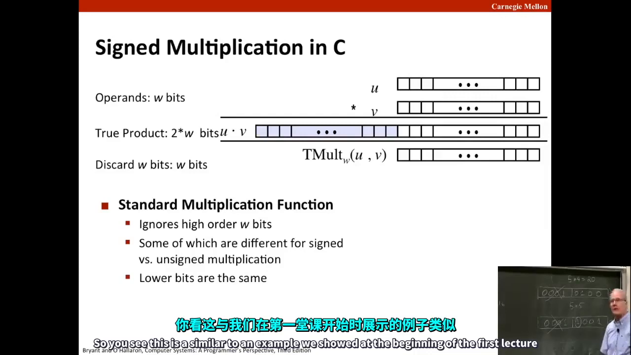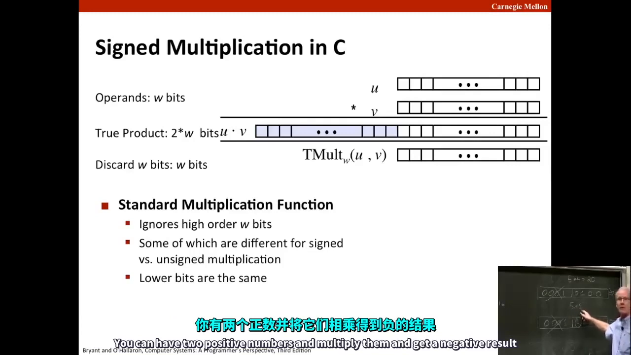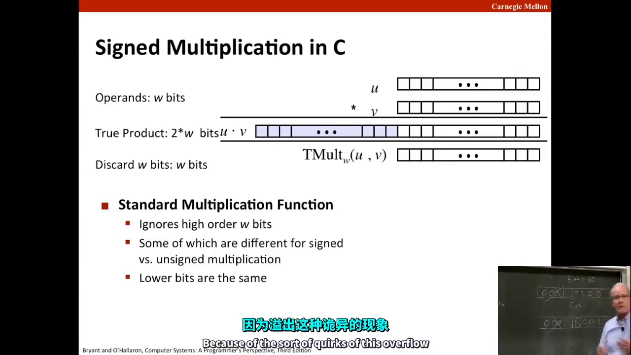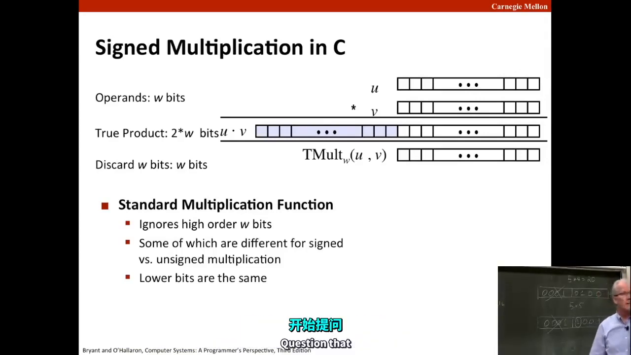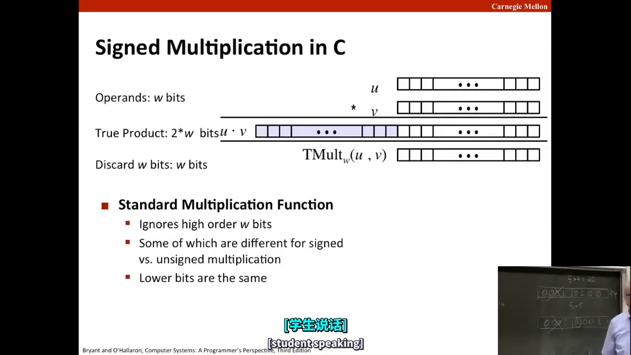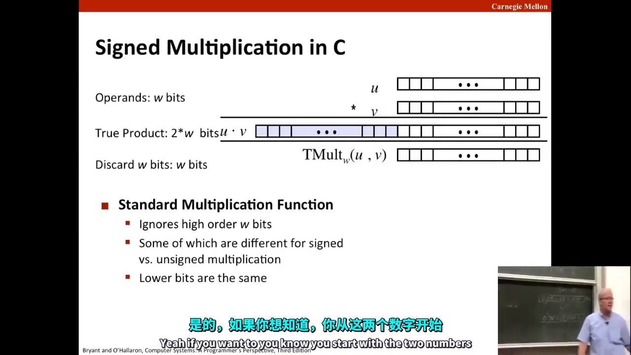So you see, this is similar to an example we showed at the beginning of the first lecture, that you can have 2 positive numbers and multiply them and get a negative result, because of the quirks of this overflow. Question there? How do you actually calculate the basic representation here? Oh, I'm just taking 25 and writing it in binary. Is there any way to calculate it with bits? Yeah, if you want to.